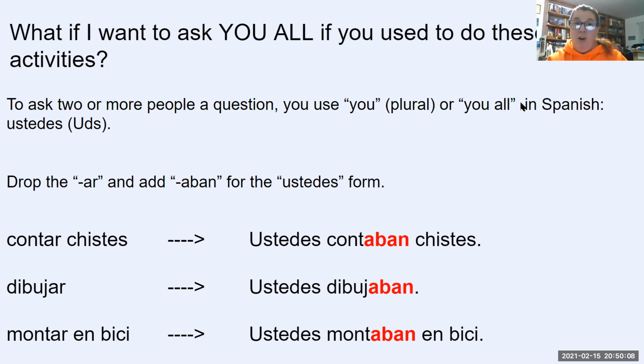So you drop the AR and you add aban for the ustedes form. Ustedes contaban chistes. Ustedes dibujaban. Ustedes montaban en bici.